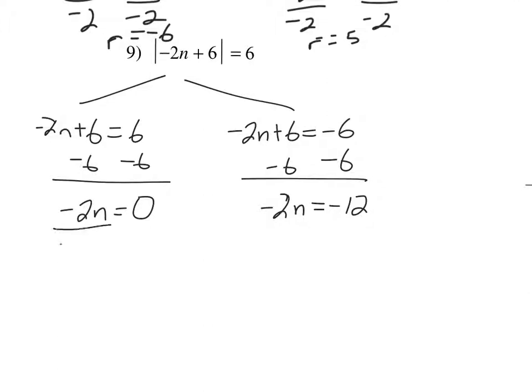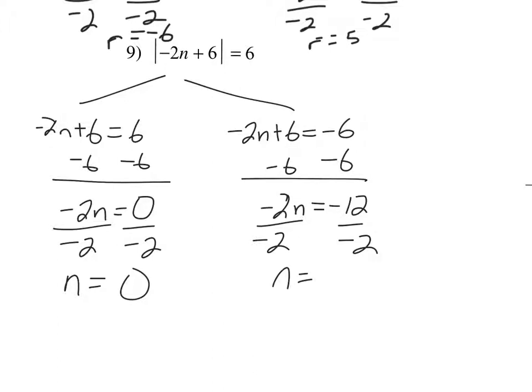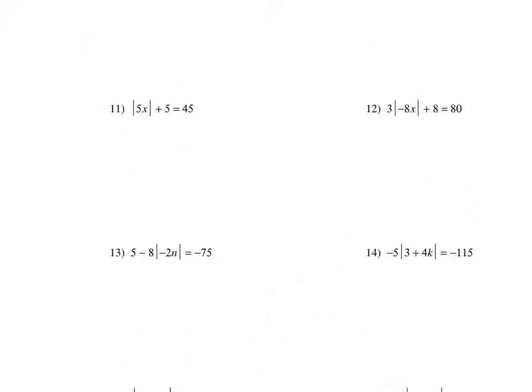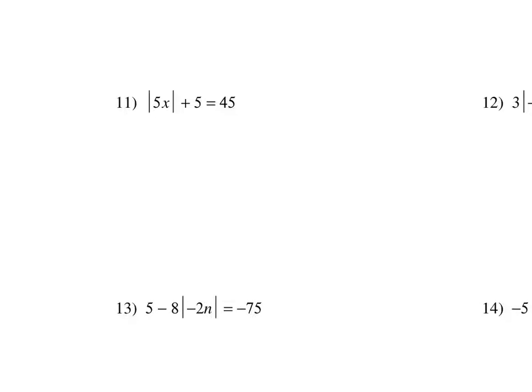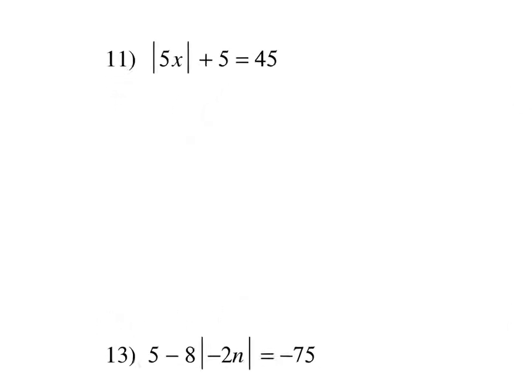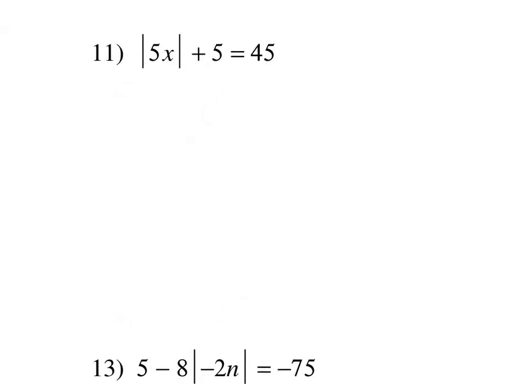Alright, divide both sides by negative 2 on the first equation, divide both sides by negative 2 on the second equation, and you'd get n equals 0 and n equals positive 6. So your solution set would be n equals 0, 6. So remember, for time purposes, I'm only doing the odd numbers, but the answers to all of the problems would be shown at the end of this video, and you could just pause it to check your work.